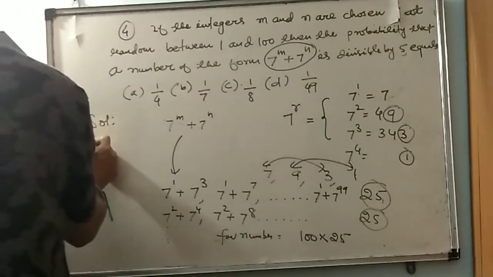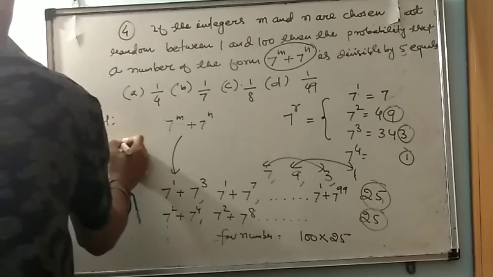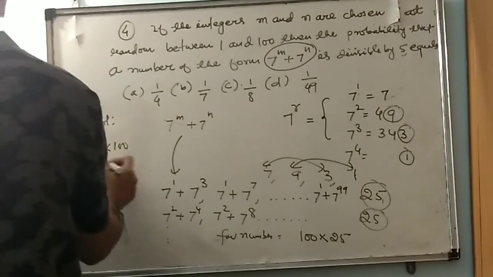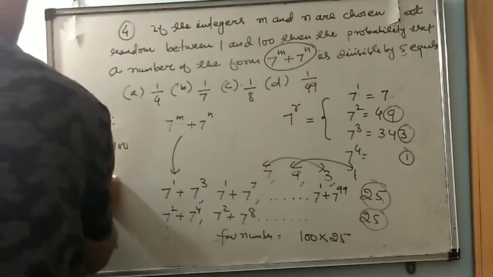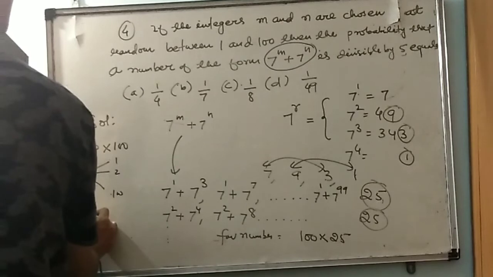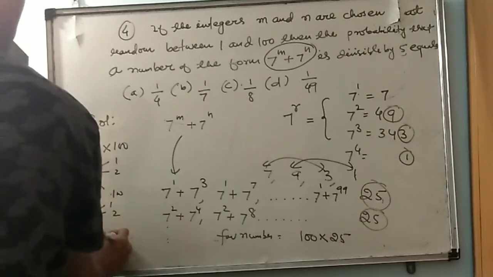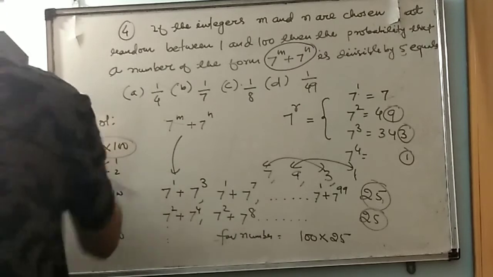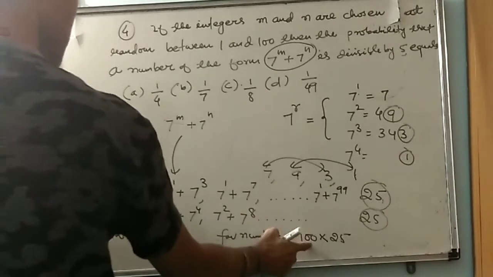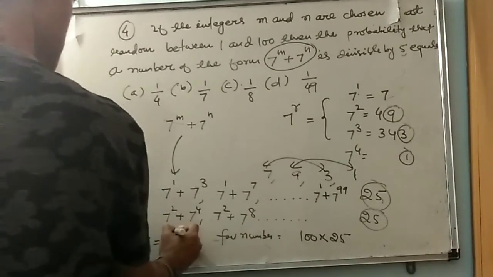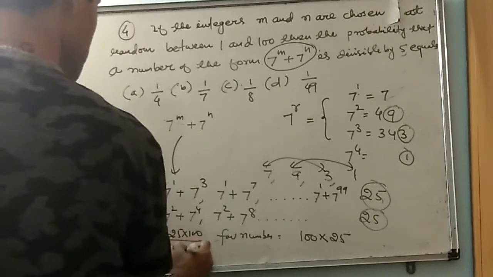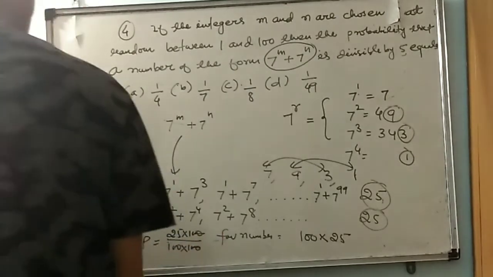And total number, when no condition is given, 100 into 100 possible pairs can be made. 1 combined with all the numbers starting from 1 going up to 100. Same thing for 2, starting from 1 going up to 100. So 100 into 100 is total number of ways, favorable number of ways is this. Easily you can see probability will be, 100 gets cancelled, and that is giving you 1 by 4. So 1 by 4 is the right option.